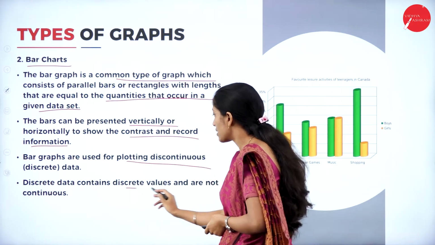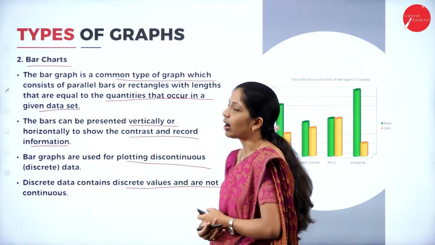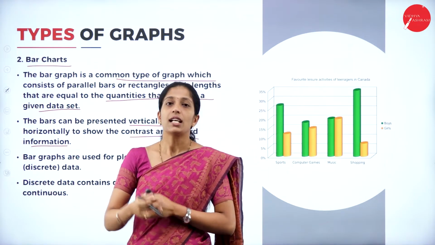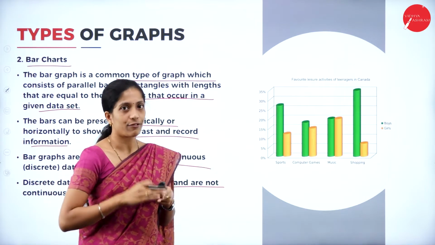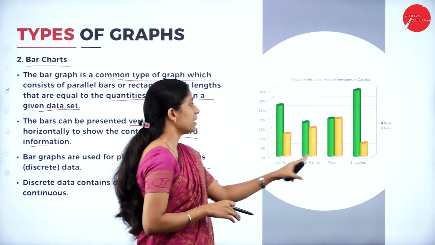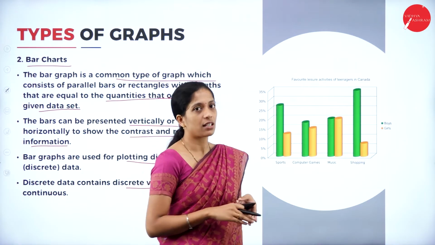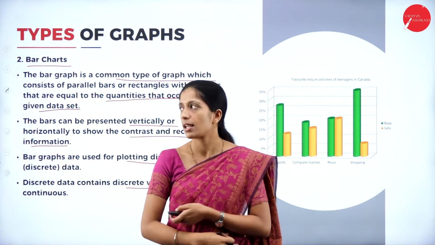Discrete data contains discrete values and is not continuous. So here the data will not be in continuous form. These are discrete forms, and the data in discrete form will be represented in terms of bar charts.